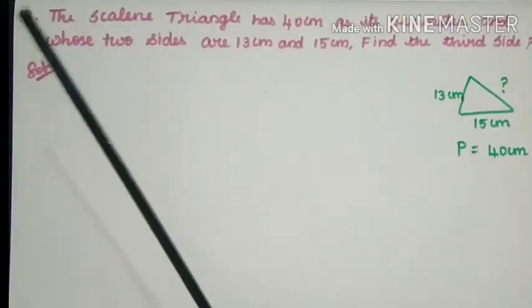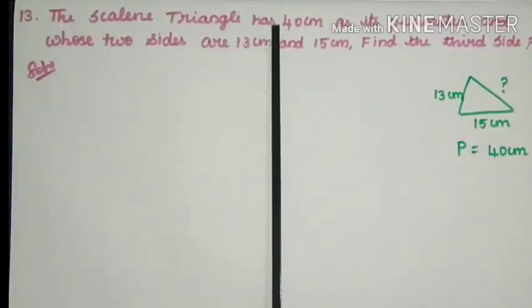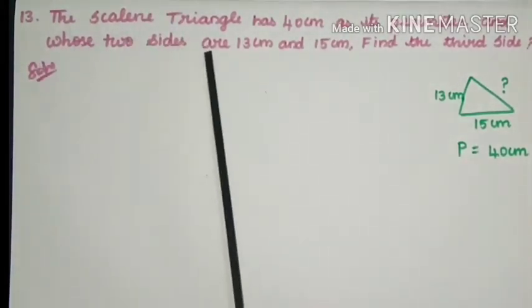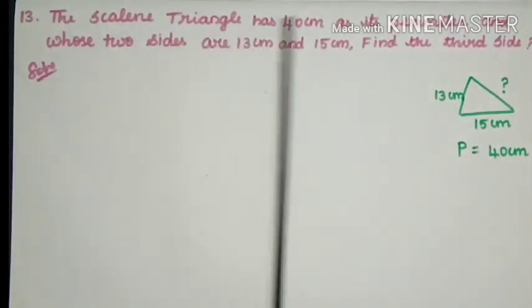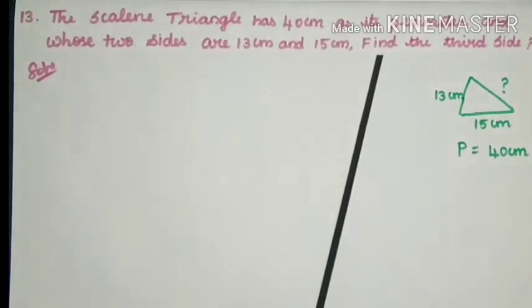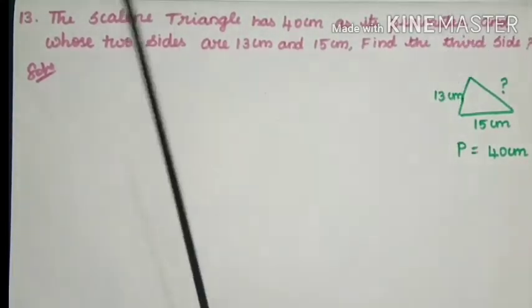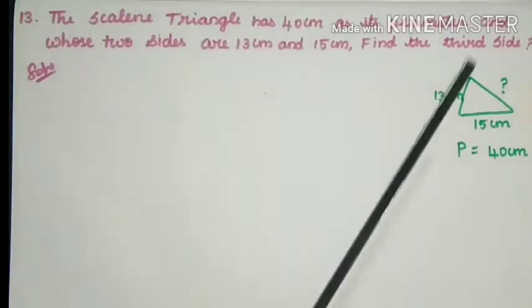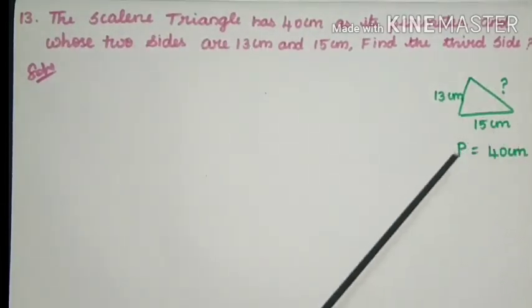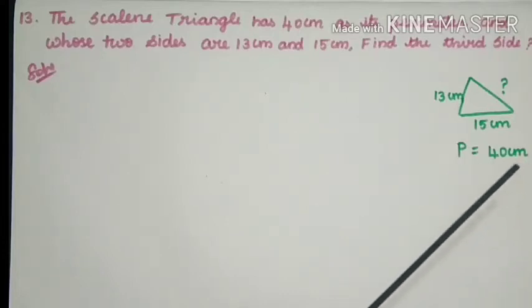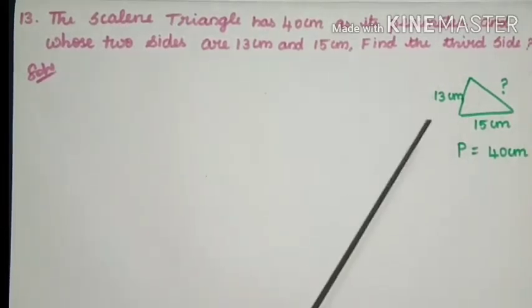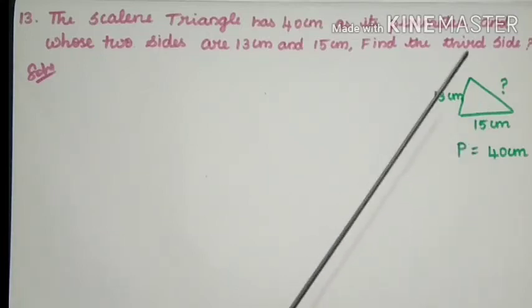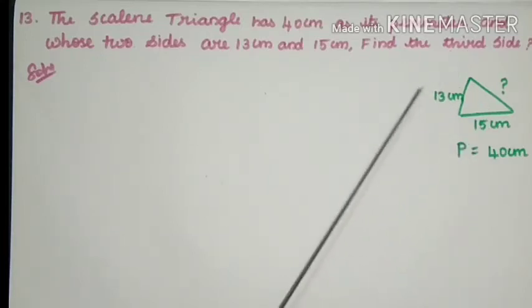13th question. The scalene triangle has 40 centimeter as its perimeter and whose two sides are 13 centimeter and 15 centimeter. Find the third side. See here, the given question is the scalene triangle perimeter value is given, that is 40 centimeter. Perimeter value is given, that is the length of the boundary is given as 40 centimeter. We have to find the third side of the triangle.